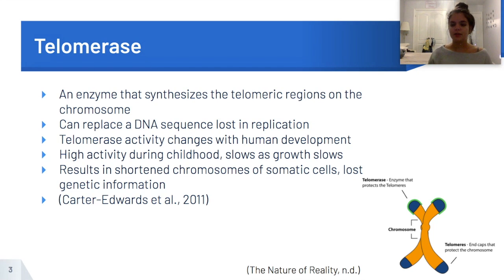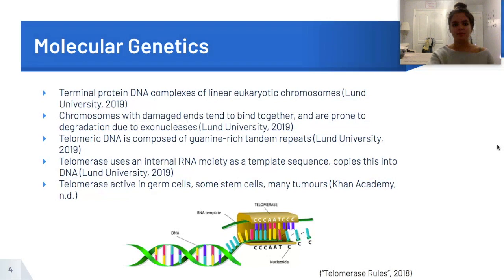However, telomerase activity varies with human development. So during childhood, when we're growing, telomerase activity is very high, but as growth slows, so does telomerase activity. This results in shortened chromosomes of somatic cells, which are our body cells, and lost genetic information.